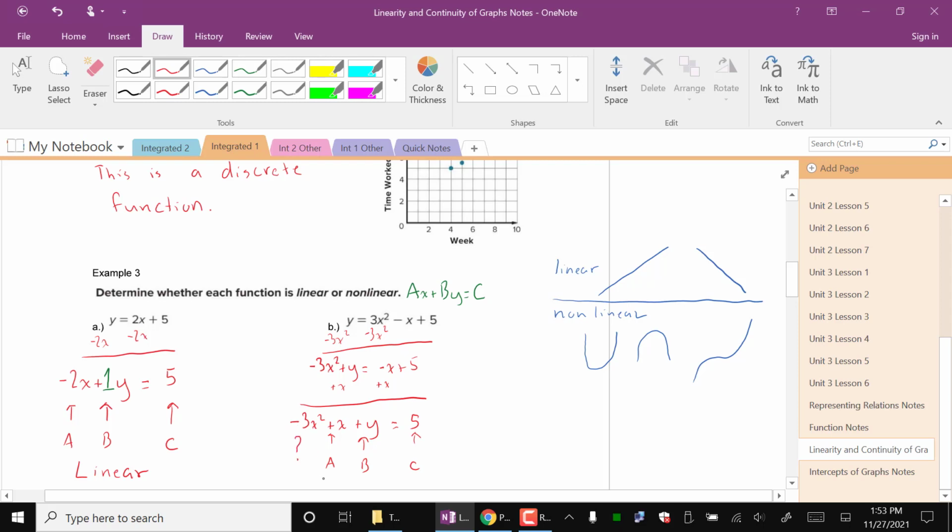What's that value? That's not a, that's not b, that's not c. We got an extra number in here that we don't know what to do with. So this would be nonlinear. Because we have that extra value in there that we're not sure where it goes, it is going to be a nonlinear function.